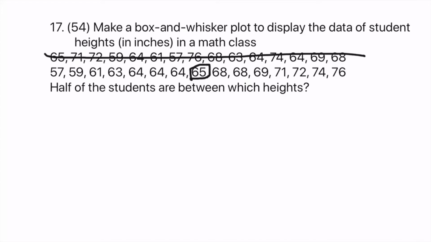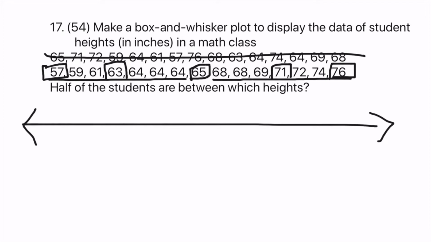So that's our median. We also need to find our lower quartile and upper quartile, or quartile 1 and quartile 3. So to find quartile 1, we find the median of our lower data, and that would be 63. And to find the upper quartile, we find the median of the data above the median, and it looks like that would be 71. And we know the bottom numbers are our lower extreme and upper extreme. So now let's go and plot this on a box and whisker plot.